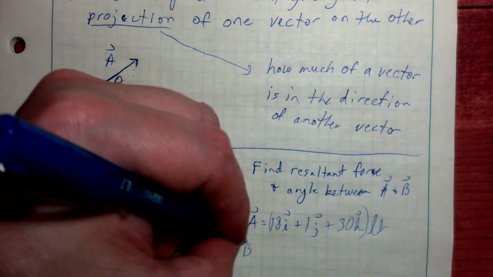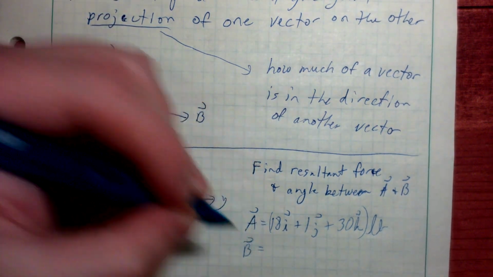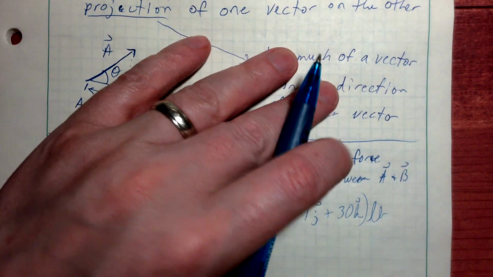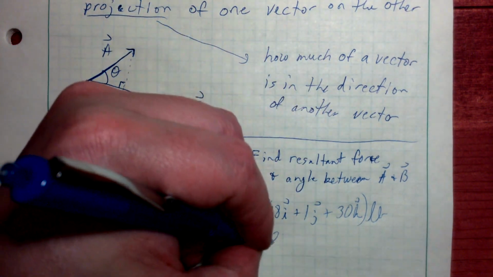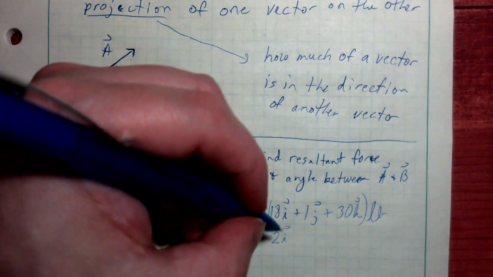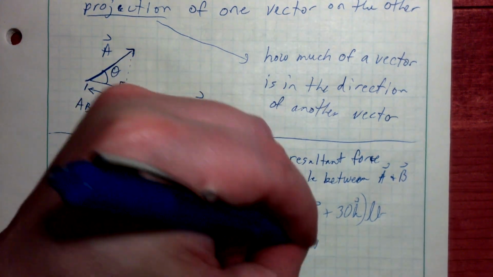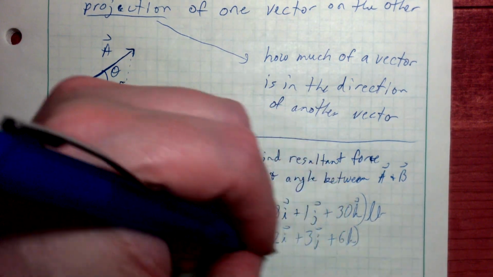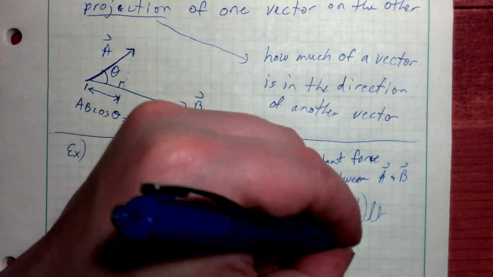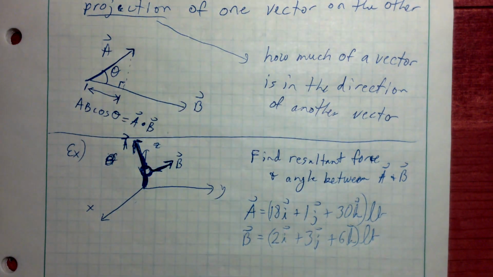And we'll say that vector B, looks like my blue pen's about to give out on me. I've got other pens here, just don't know if I got a blue one. Let's say vector B here is, again, a little smaller. We'll say 2I plus 3J plus 6K, and those are pounds. I've got a green pen. Hopefully that works okay for us.